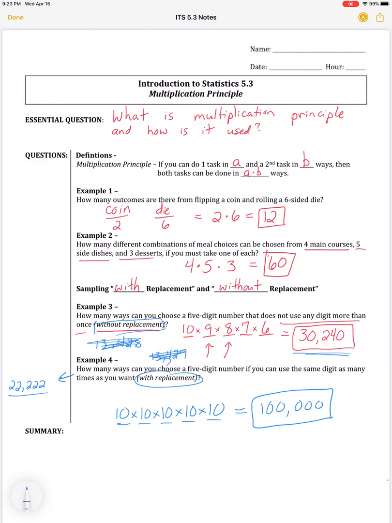So again, the difference was in example 4, you could repeat numbers. In example 3, if you did like 22,128, that's not okay because no replacement. But in example 4, you can replace it. So that is the difference there when you can repeat numbers or when you can't.